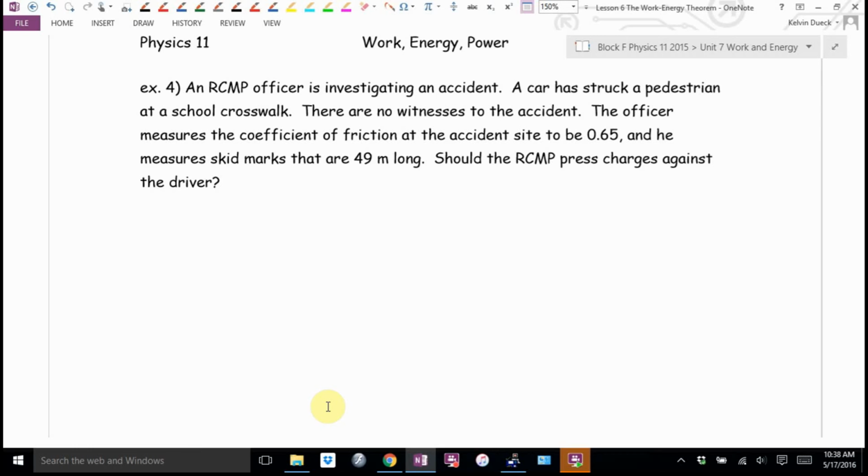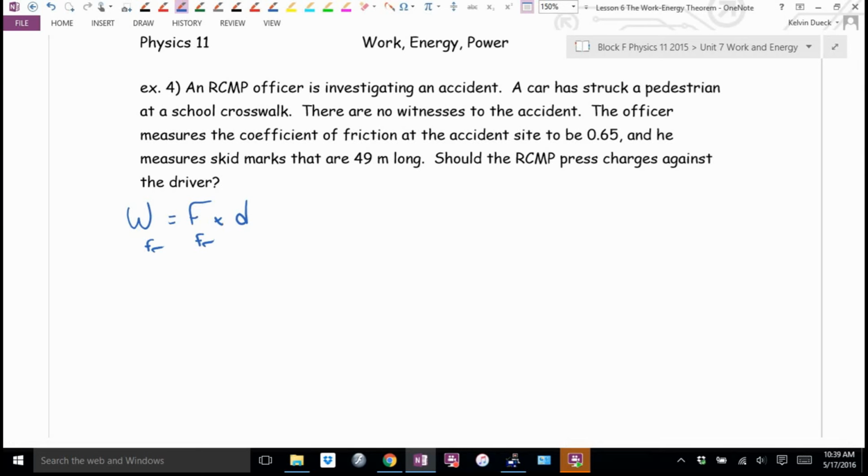What we want to do is reverse the last question that we did. We're going to say this: work equals force times distance. Why can I say that? They did give me a distance. In particular, the work done by friction is going to be the force of friction times distance.